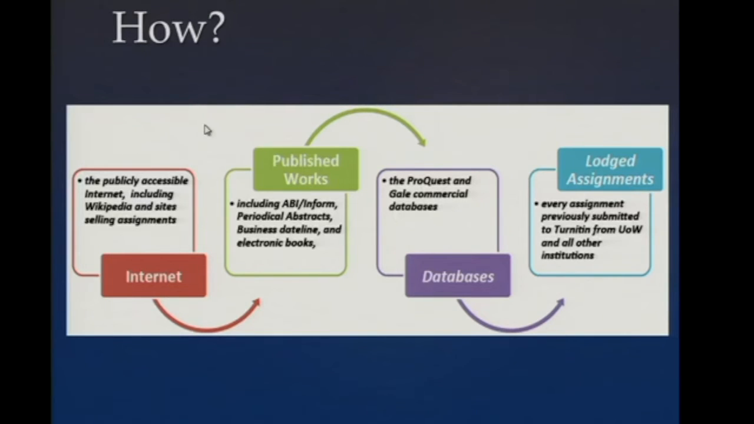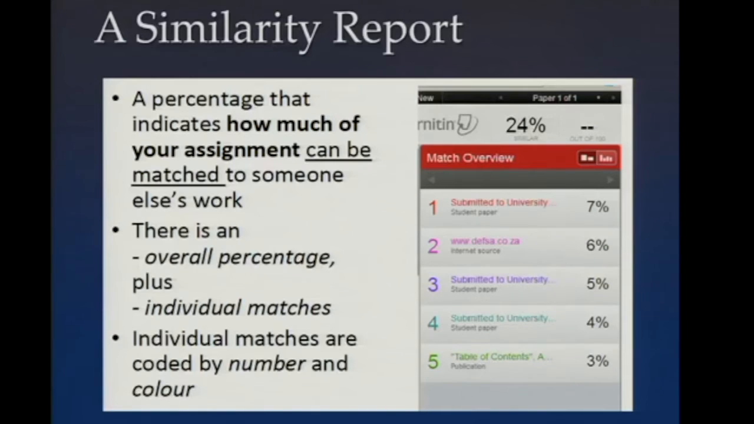So how it works is everyone who puts material onto the internet, even as far as selling assignments, that still comes up. It looks at published works, it looks at databases, and then, as I said before, any previous Turnitin assignments are also looked at. So it's quite detailed what the system looks at. So it's important to get it right. For those of you that haven't seen it before, this is what it looks like.